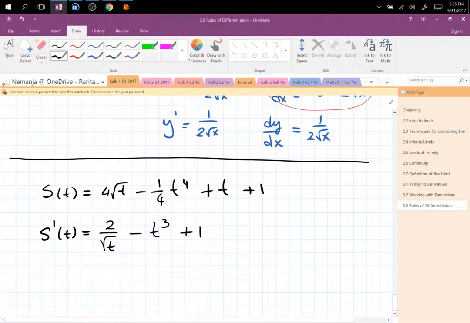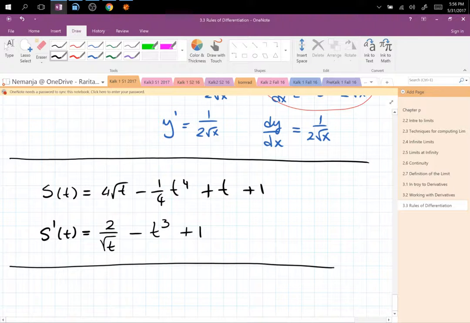So we know that the derivative of root t must be 1 over 2 root t from before, and then 4 and 2 will cancel, right? And then the 4 from the exponent will drop down, and when that one drops down, we have fraction cancel, right? Cool.